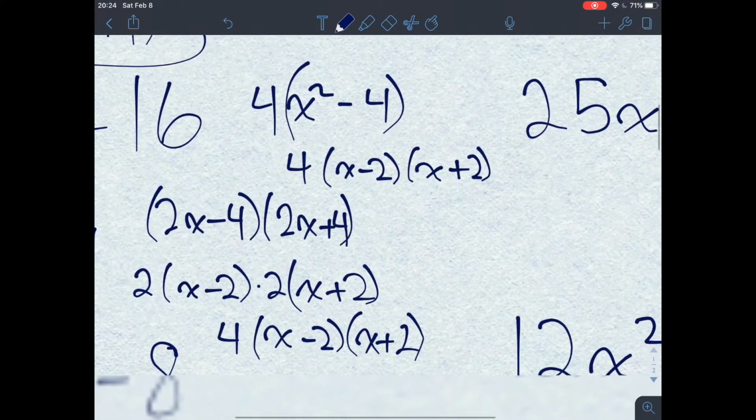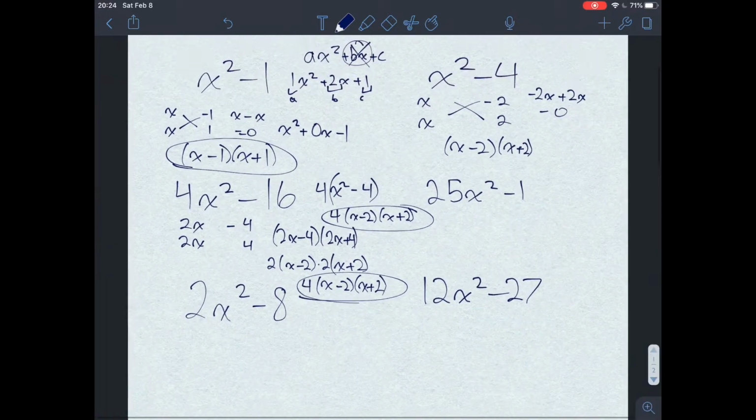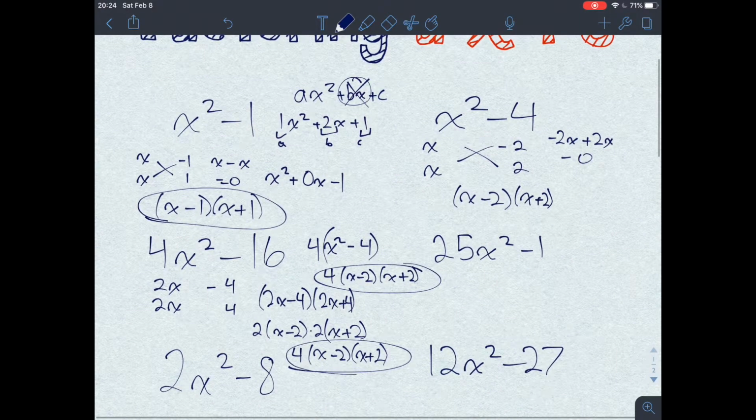And are these the same answers? Yes, they are. So there we have the same answers.